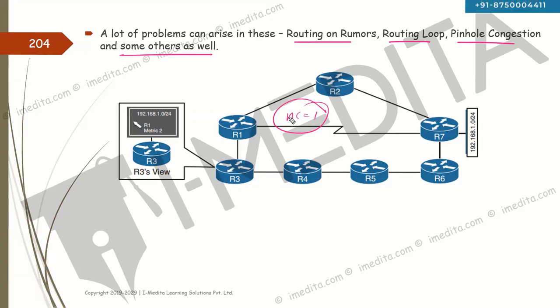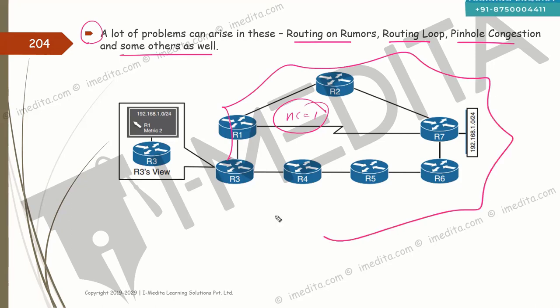Summarization and a lot of other challenges are there as well in the distance vector routing protocol. They do not have the entire topological map of the network. So routing loops can be formed very easily. So routing on rumors is done. So there are different challenges that you might face in the distance vector routing protocol.